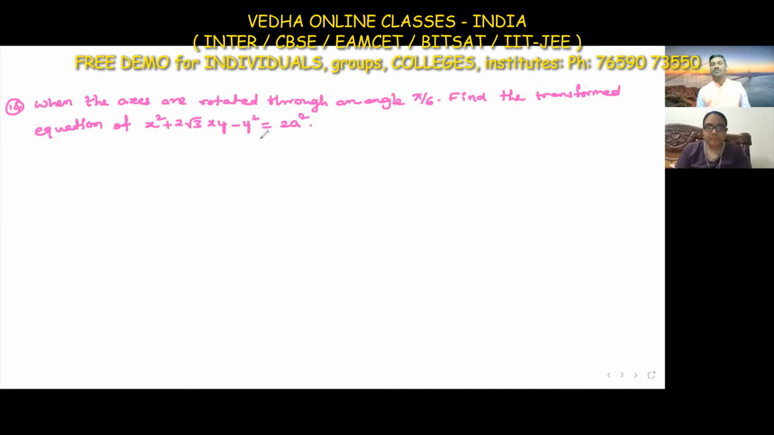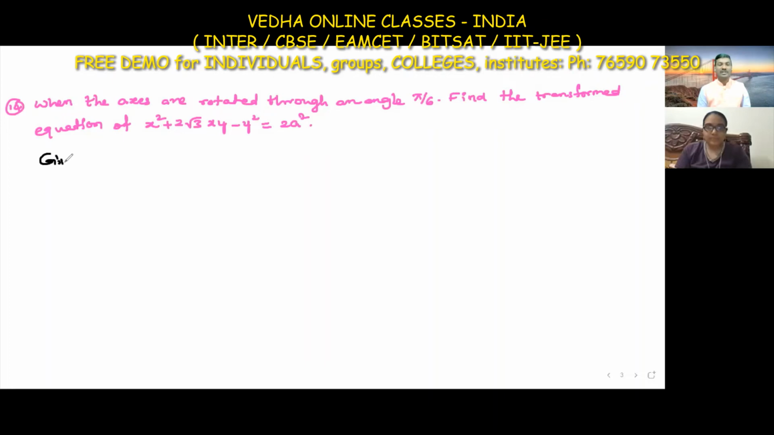x square plus 2 root 3 xy minus y square is equal to 2a square. What is he asking? He is asking for the transformed equation. What the given equation is, is not mentioned, so that means the given equation is the original. If the given equation is original, we take the equation in terms of small x and small y only. So write the given data.